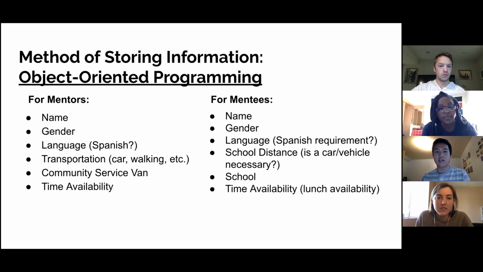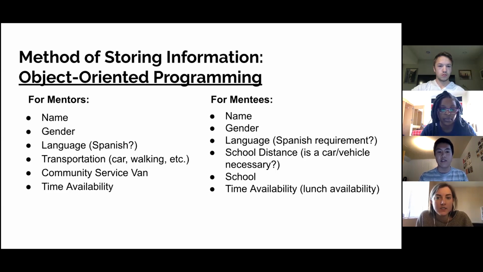So continuing from that train of thought, for the mentors, we decided that the name was really important to remember, and the gender, because the mentees might have a gender preference for their mentor. Language abilities: can they speak Spanish or not? Transportation: for the cases where the school was too far and you needed a car to reasonably get there on time, we needed to know whether or not they could make it in a car, or whether or not they're willing to carpool with other people to get to a school far away.